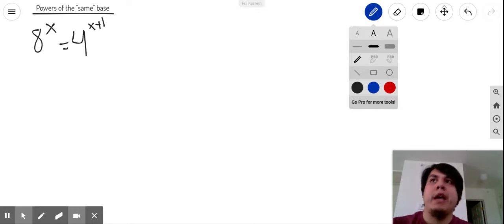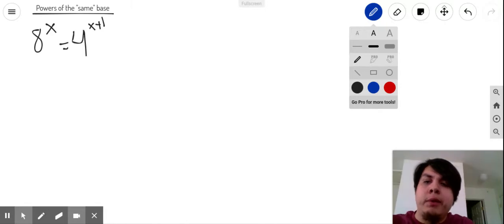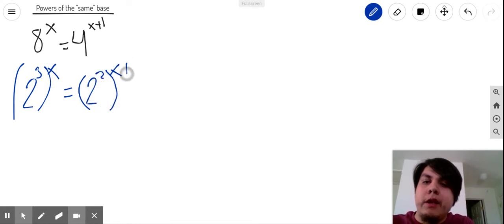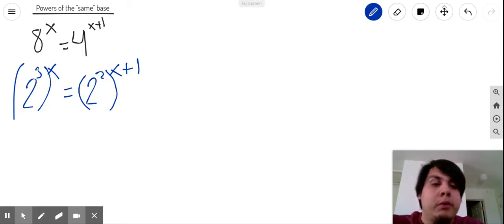But we have an 8 and a 4, and both of those are powers of 2. So we're going to go ahead and use a little bit of rewriting to help us with this problem. So the 8 is really 2 to the third, and that's raised to the x power. So that should equal 2 to the second raised to the x plus first power. So notice it's still the same problem, right? It's still an 8 to the x and it's still a 4 to the x plus 1 power. But now we have the same bases, and those bases are 2.